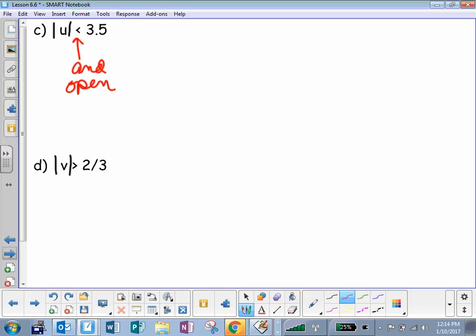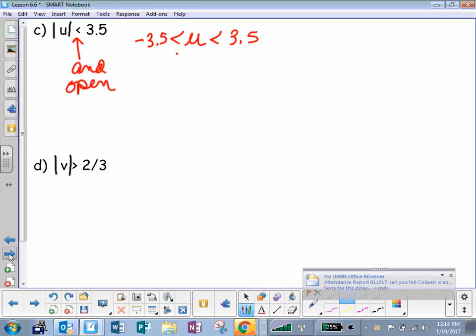If this is an and statement, it means u falls between 3.5 and negative 3.5. See, we're changing the direction when we do the second one. Look at the direction that the opening is. You see, we're still doing it. We're just writing it as an and statement, as an and inequality.